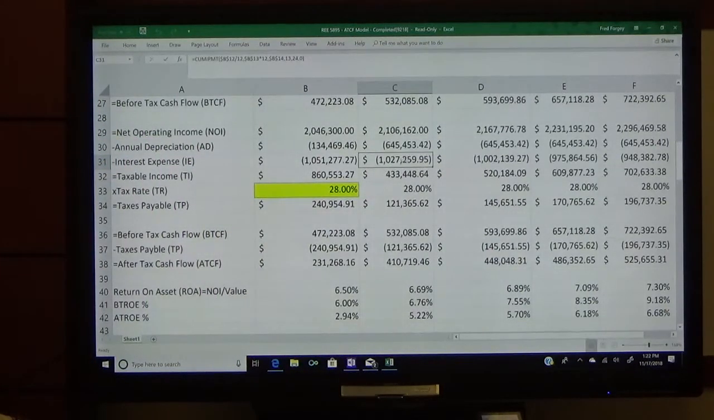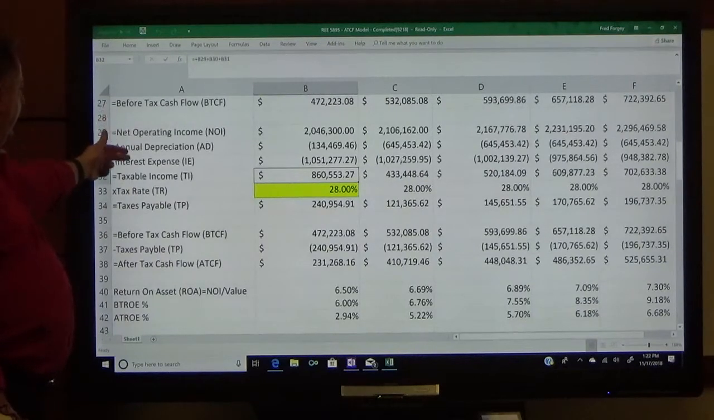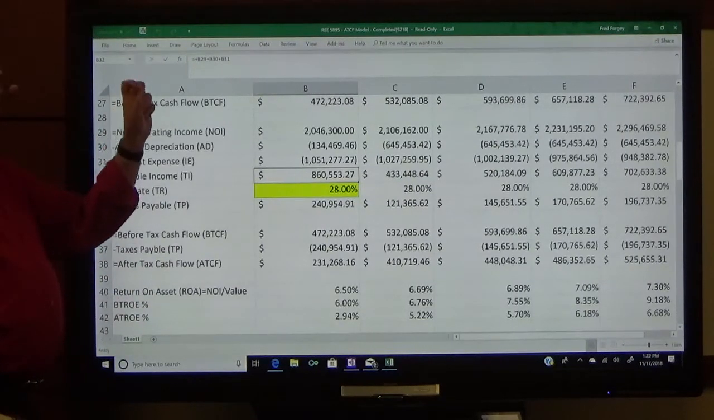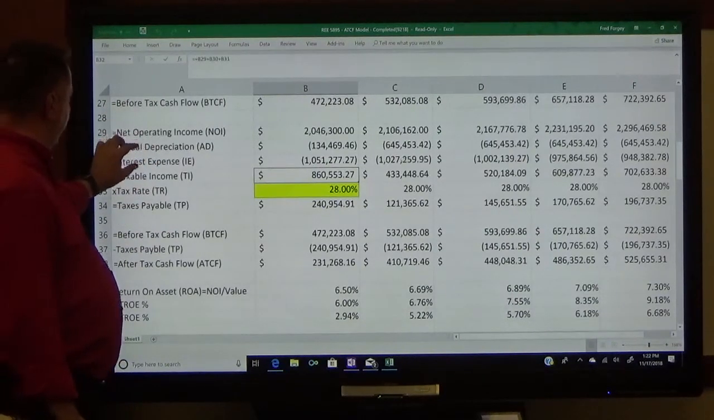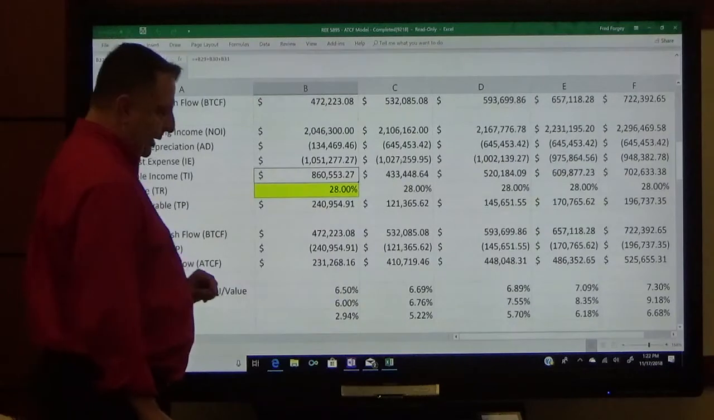Okay. Now, from there, we just simply subtract out those two line items from our net operating income to get our taxable income. But before we talk about that, let's go back up for a second. I want to come back to depreciation here.